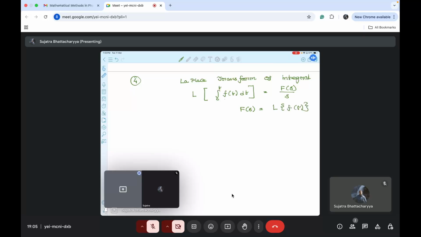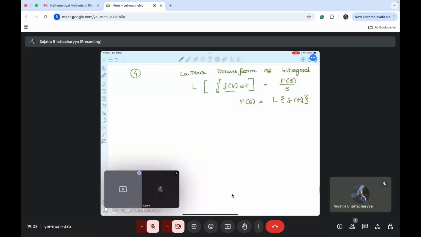So if you have a function which is being integrated from 0 to some time t, some value t, then if you know the Laplace transform of f(t), the actual function, just divide by s. That will be the value of the Laplace transform of the integration of the function. Okay, now how to prove it?